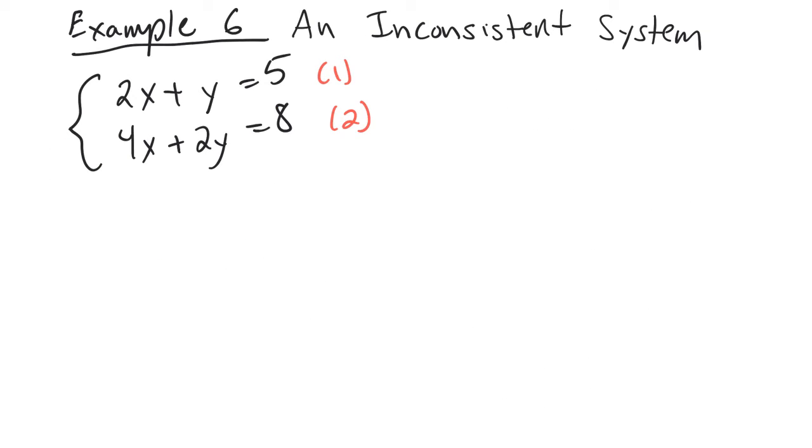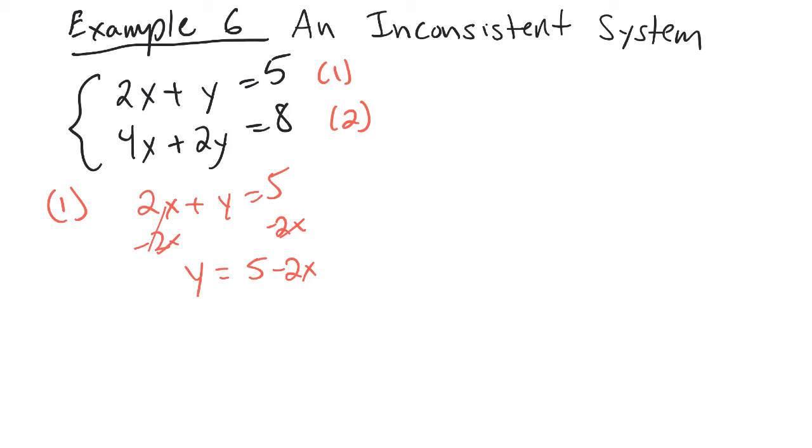All right, example 6, we're going to look at solving an inconsistent system. So let me show you what I mean by that. Let's go ahead and solve this system, and I'm going to use substitution for my method because, for equation 1, 2x plus y equals 5, this is an easy one to bring the 2x over to make it y equals 5 minus 2x.